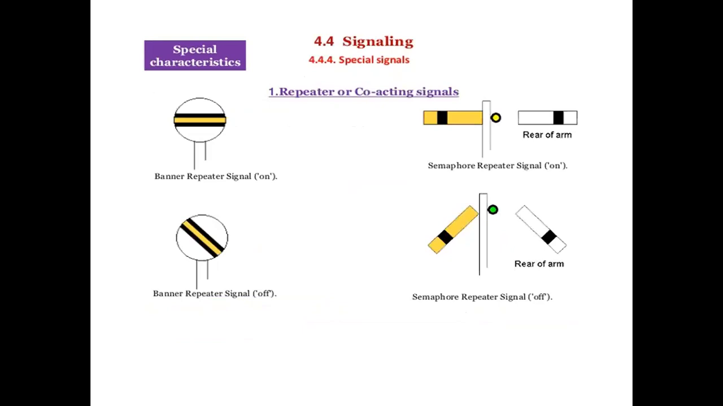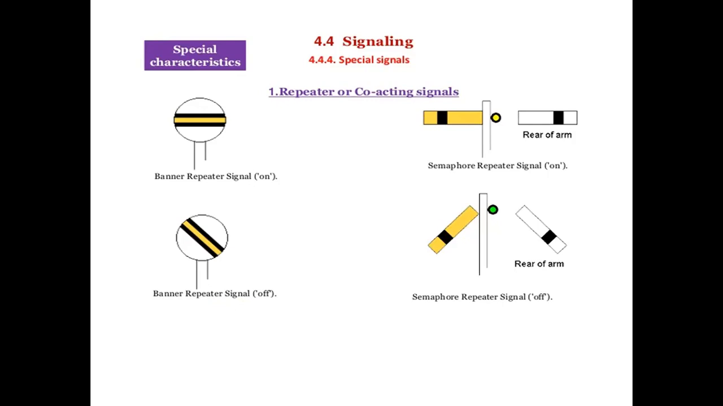Coacting signals. Here, the banner repeater signal on, and here the banner repeater signal off. The repeater coacting signals are here. The semaphore repeater signal on. So the banner repeater signal, which coacts with the main signal, shows that the banner repeater signal is a coacting signal.